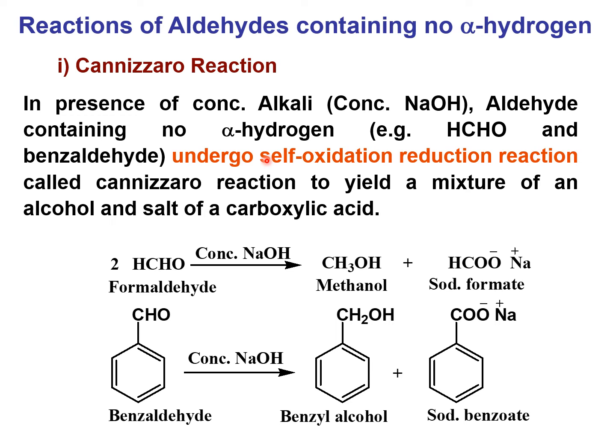So as we said, Cannizzaro reaction is a self-oxidation reduction reaction where two molecules of an aldehyde are reacted with concentrated sodium hydroxide, and one of these molecules is reduced into the alcohol and the other one is oxidized into the acid, and it gives the sodium salt form of the acid.